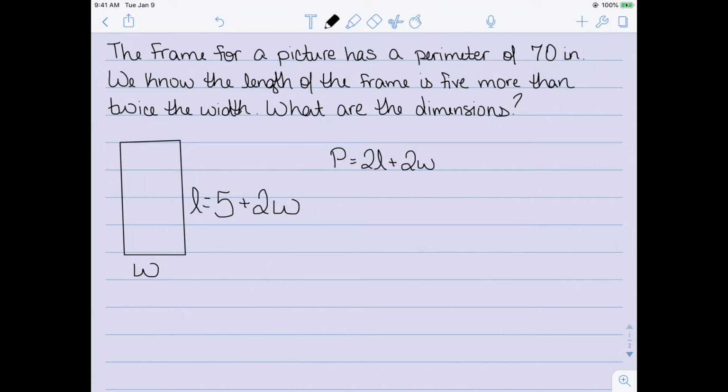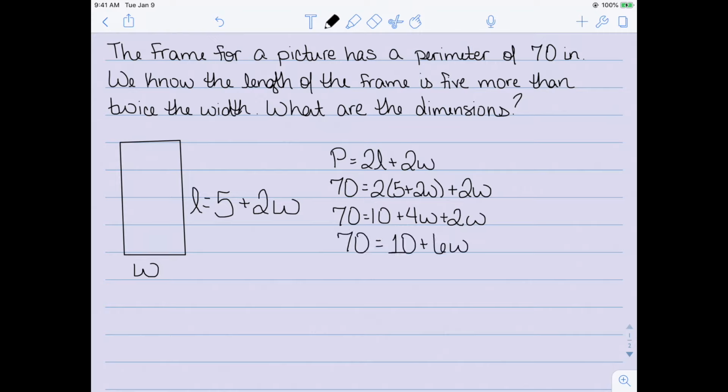Now we can start filling in the information that we know. We know the perimeter is 70, and we know the length is 5 plus 2w. We can then distribute on the right-hand side to get rid of our parentheses. That gives us 70 is equal to 10 plus 4w, and then plus that 2w. We can then combine like terms. That gives us that 70 is equal to 10 plus 6w. We then subtract 10 from both sides. And that gives us that 60 is equal to 6w.